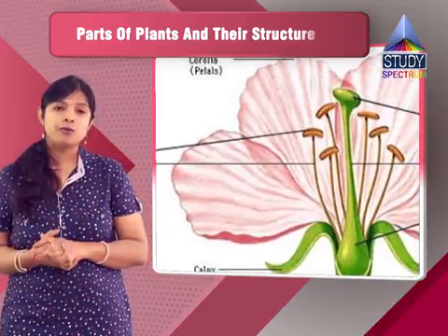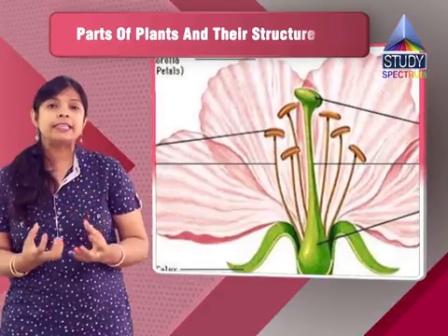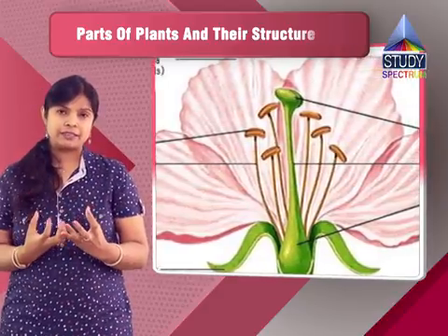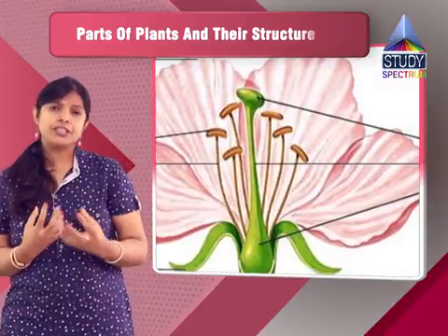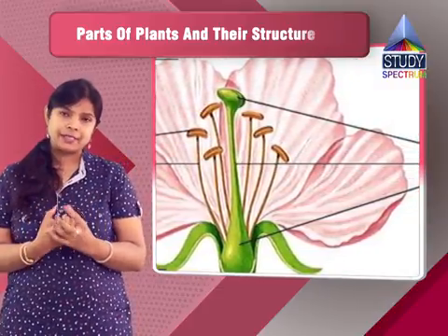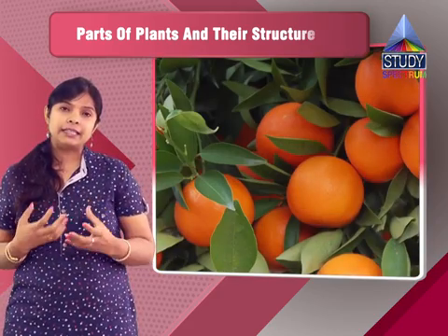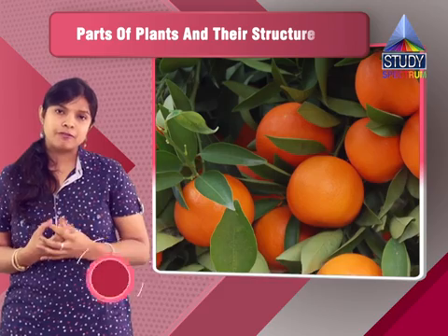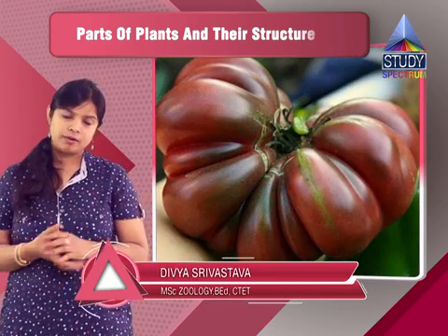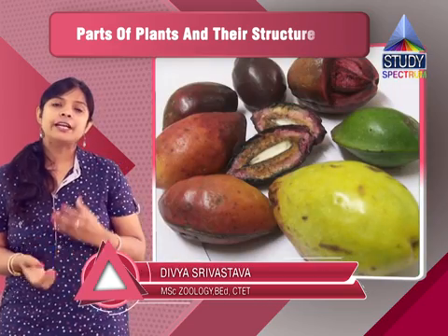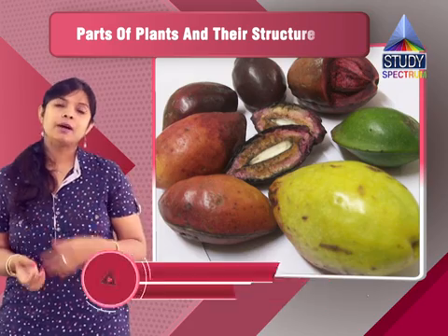Now what is a fruit? So if you see any fruit, we can say that a fruit is a ripened structure of the ovary. Sometimes it is fleshy and juicy and seeds are present in it, like mango, oranges, apple. Other than this, some types of fruits are hard and dry, like walnuts and almonds. So students, it was all about the parts and structure of the plant.